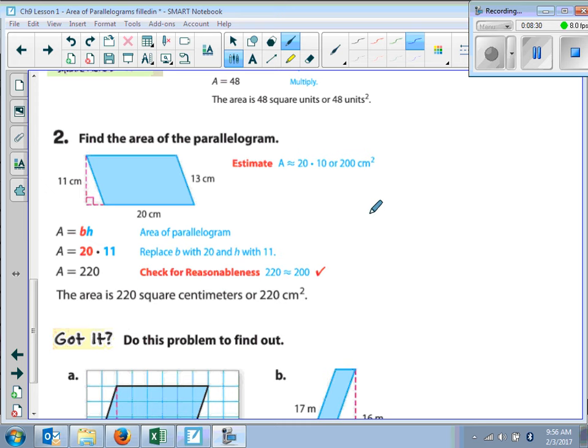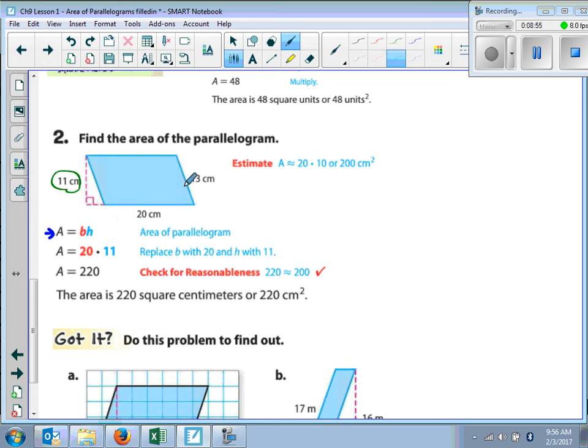All right. So here is a parallelogram. Okay? There's no squares, no boxes, but we have units. So the formula again is area is equal to base times height. Now, there's so many numbers in here. What's the base? The base is 20. 20 centimeters is the base.